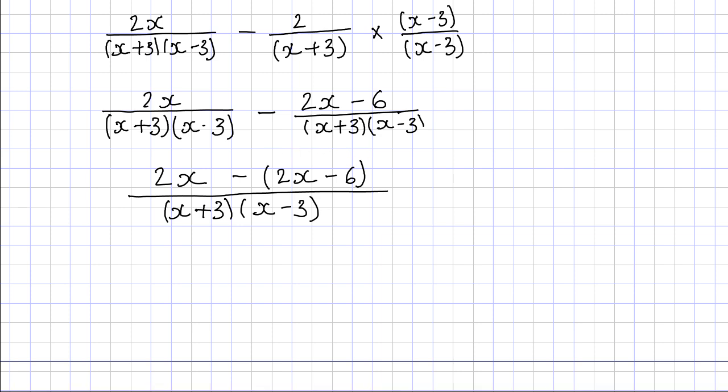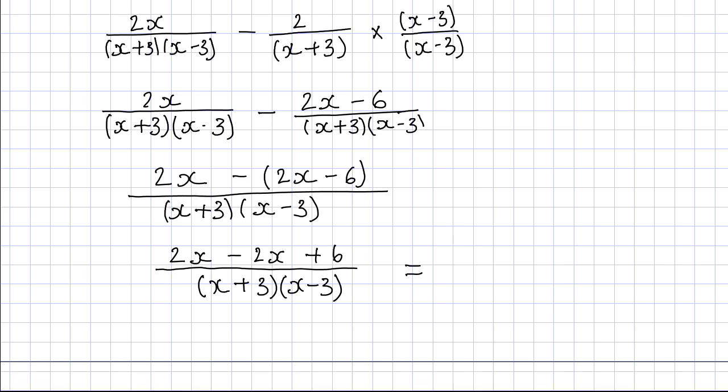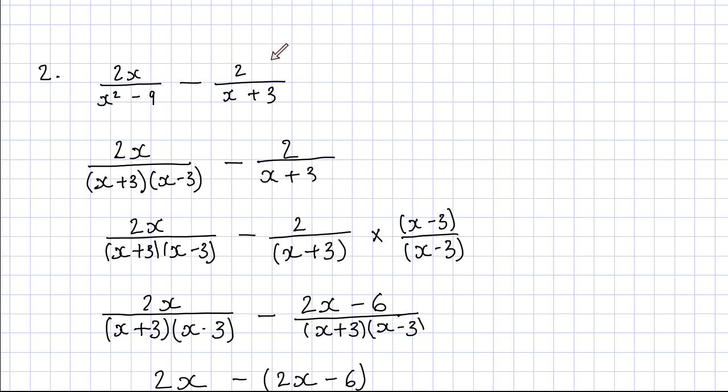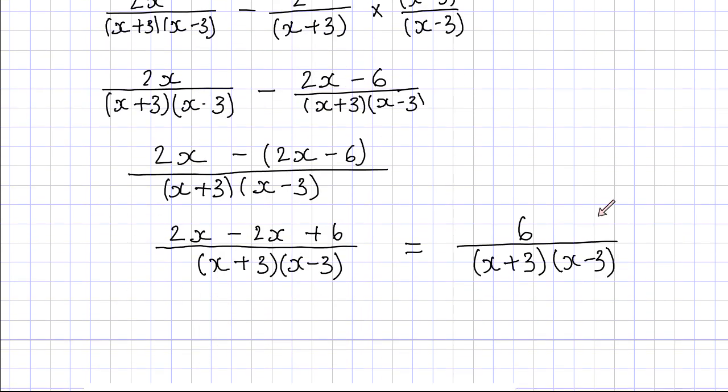So I'll need to multiply out this bracket now. So minus 1 times 2x is minus 2x. Minus 1 times minus 6 is plus 6. So let's write that. So I have 2x minus 2x. And then remember, minus times minus 6 is plus 6. Plus 6 over x plus 3 times x minus 3. And I'll write my final answer here. Now I can see the 2x and the minus 2x, these make 0, and I just have the 6 at the top. So I can write 6 over x plus 3 times x minus 3. And that is one fraction now. So I started here, 2x over x squared minus 9, take away 2 over x plus 3. And now I have my single fraction.